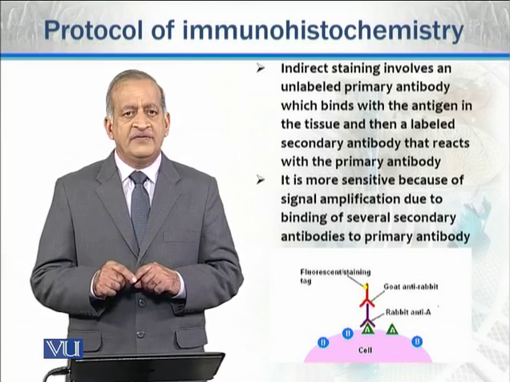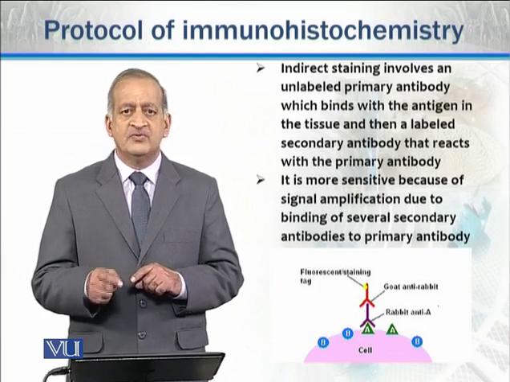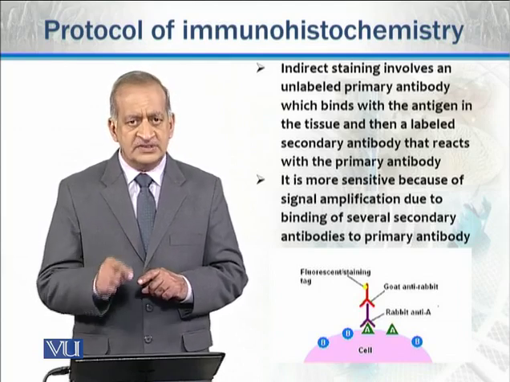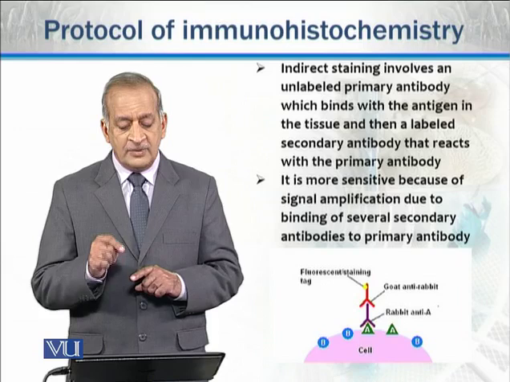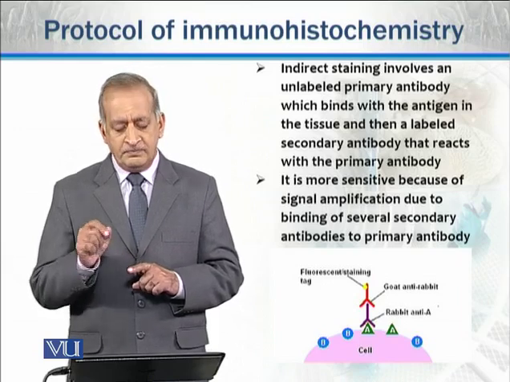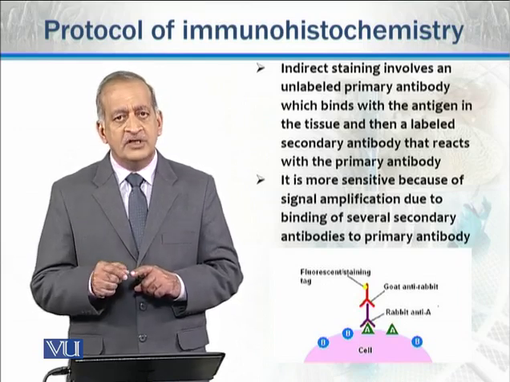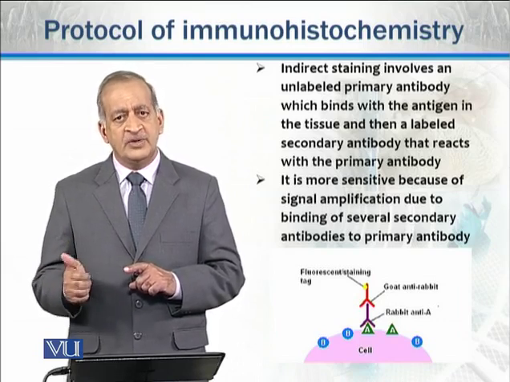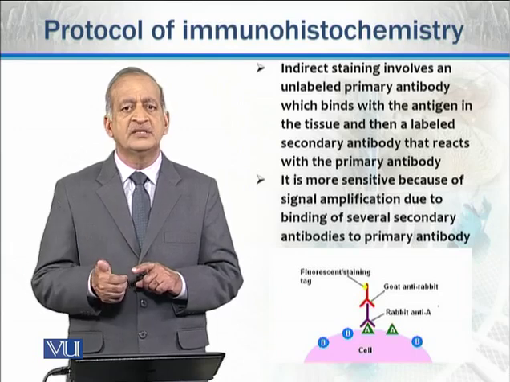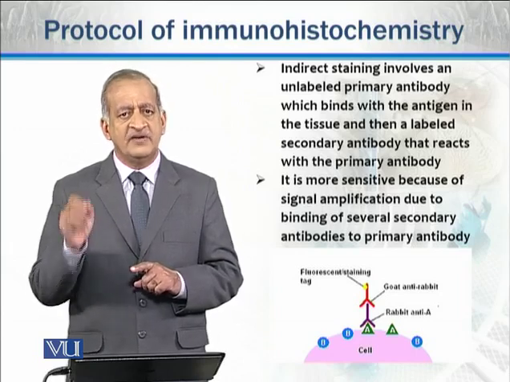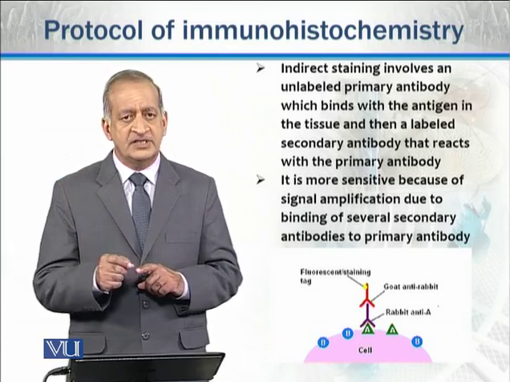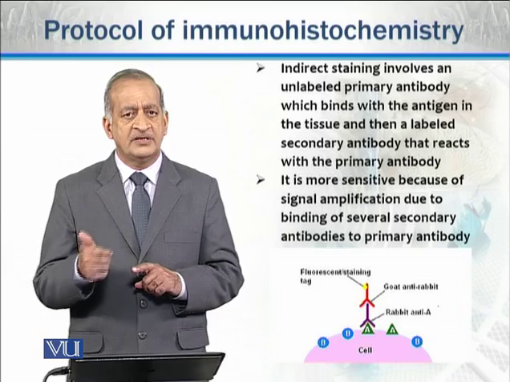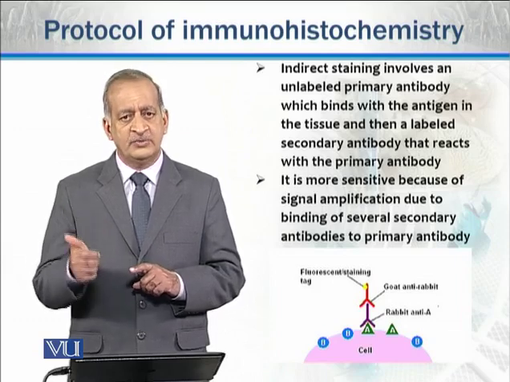This is the preferred staining as compared with direct staining. The reason is that it is more sensitive, because there is signal amplification due to binding of many secondary antibodies with one primary antibody. Obviously, more secondary antibodies can bind with one primary antibody, so the signal gets amplified and sensitivity increases, and obviously we can see our sample with better sensitivity and with better signal.